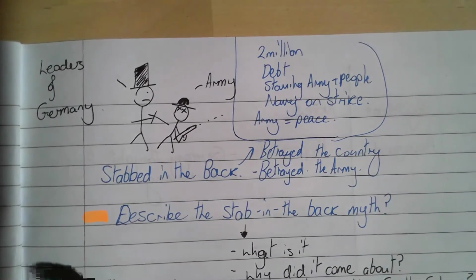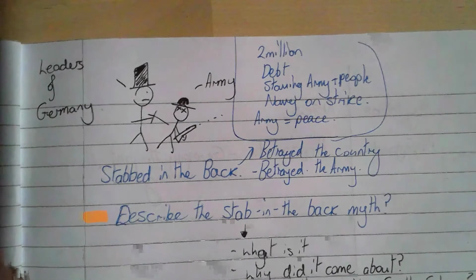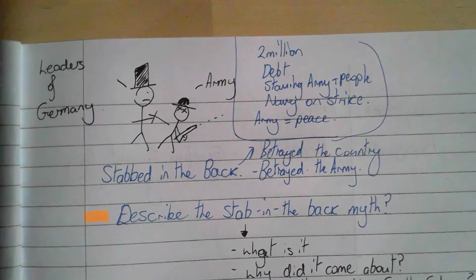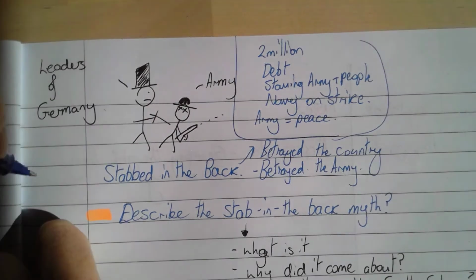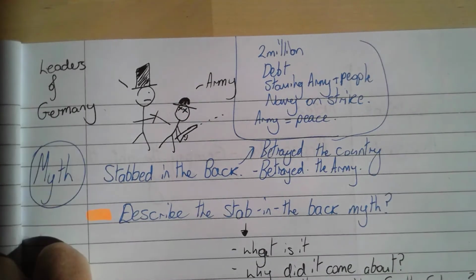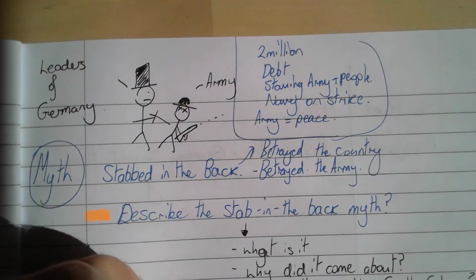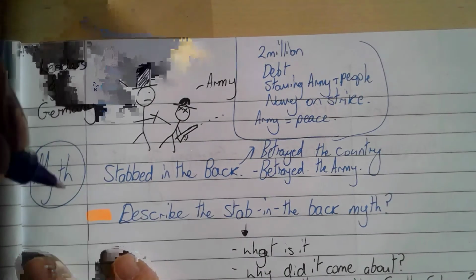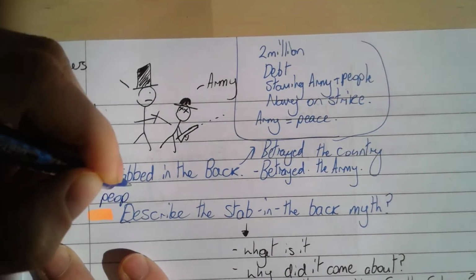So, did they actually stab the army in the back, or did they do what was just right for Germany? Yeah, they did what was right for Germany. So what we call this a myth. It's not true. The army weren't stabbed in the back by the leaders of Germany, but enough people believe it.